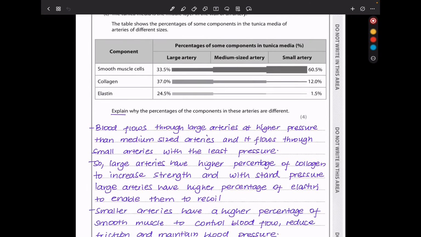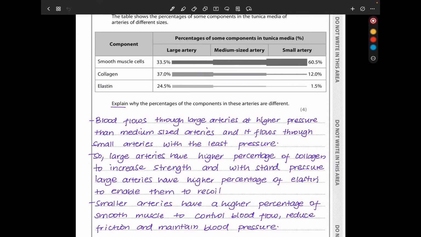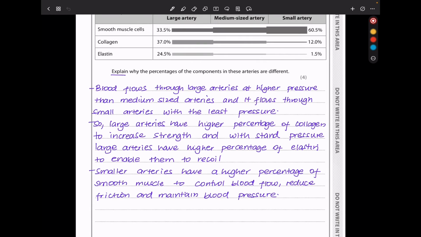They say explain why the percentage of the components in these arteries are different. So I said blood flows through large arteries at higher pressure than medium-sized arteries, and it flows through small arteries with the least pressure. So large arteries have a higher percentage of collagen to increase strength and withstand pressure. Large arteries have a higher percentage of elastin to enable them to recoil. And the smaller arteries have a higher percentage of smooth muscle to control blood flow, reduce friction, and maintain blood pressure.